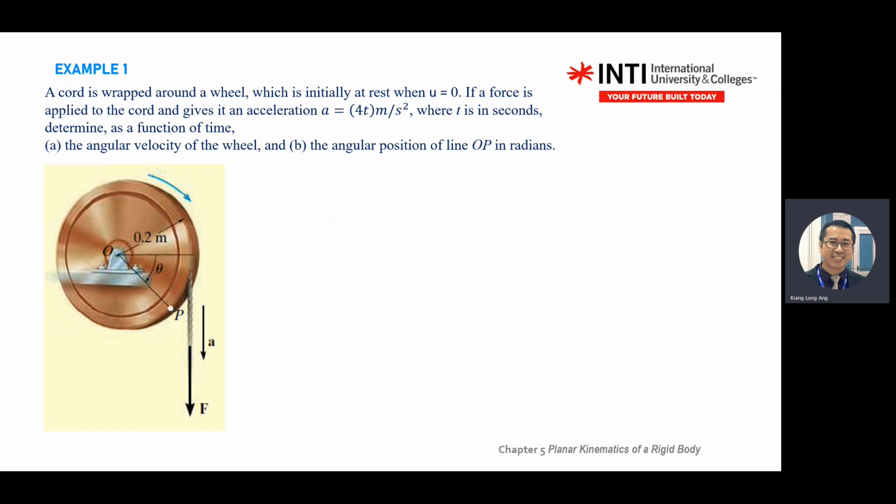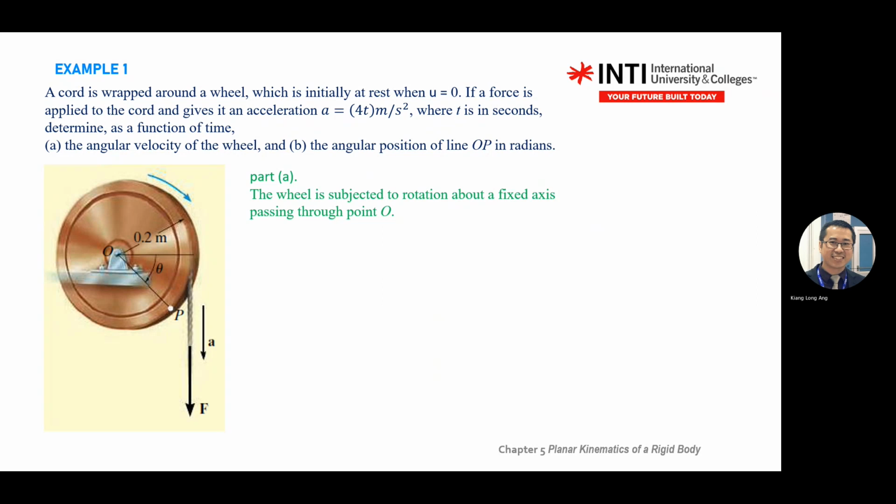If a force is applied to a cord and gives it acceleration A, 4t meter per second squared. Here, it gives you a normal acceleration, but this is a rigid body question. You need to change the A into the one that you see on the screen, right? You need to find the angular velocity of the wheel, which is your omega, and the angular position of line OP in radian. You need to find the theta, the angular position of OP.